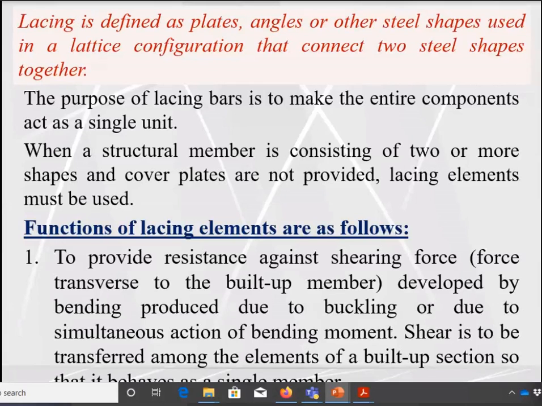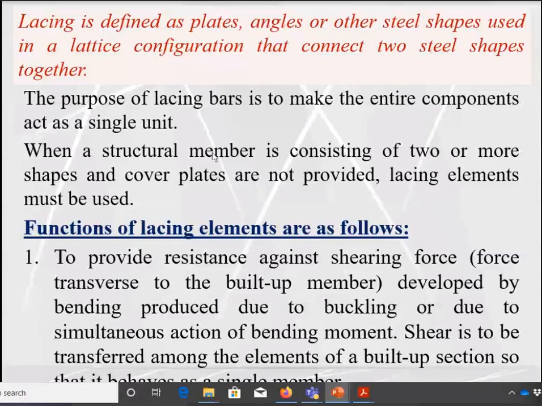So what is lacing? Lacing is defined as plates, angles or any other steel shapes which are used in a lattice configuration. Lattice means in some triangular pattern with a certain fixed pattern that connects the two steel shapes together. The purpose of the lacing bar is to make the entire component act as a single unit. By providing the lacing, we can achieve the composite action of two sections, or integral behavior, so the two sections cannot slip with reference to each other.